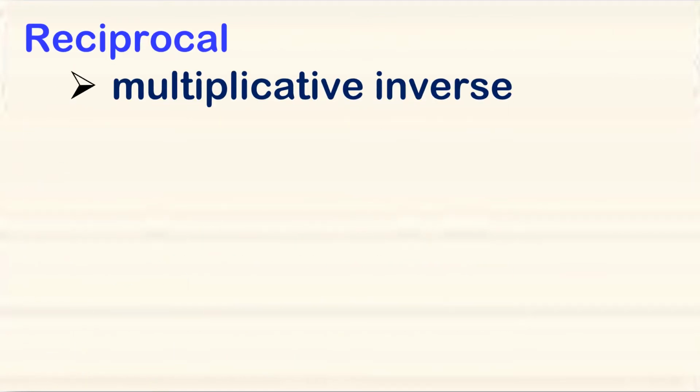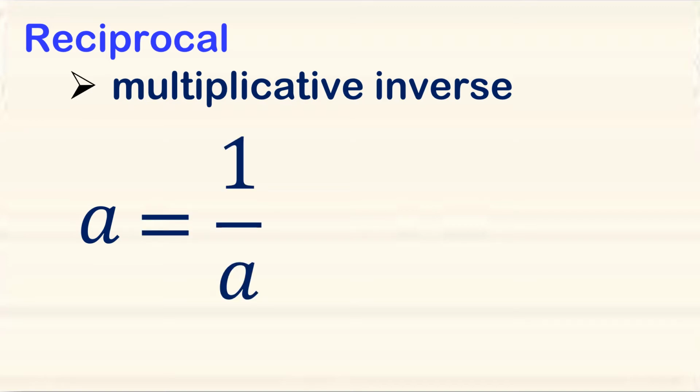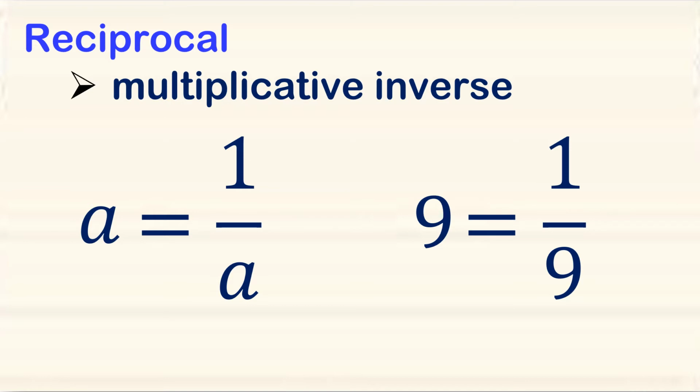So let us recall reciprocal. Reciprocal is the multiplicative inverse. So if we have a, the reciprocal of a is 1 over a, since we all know that any number has a denominator of 1. And if we have 9, the reciprocal of 9 is 1 over 9.